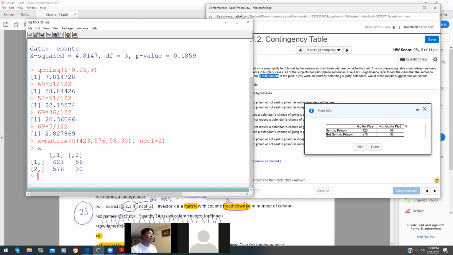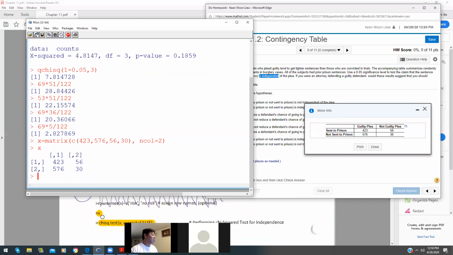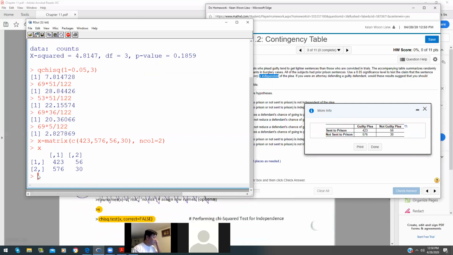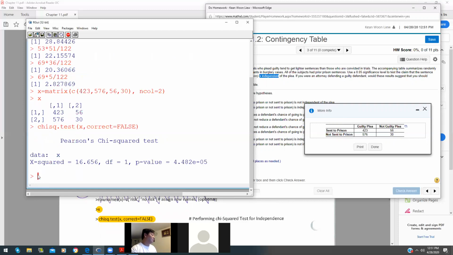Okay. And then when you hit enter, you type X and enter, and make sure that the matrix you formed looks exactly like your table, exactly the same numbers and everything. Because if the matrix you formed is different from the table, you will get it wrong no matter how you do it. So make sure you know how to do this. It's very important. And then you type chisq.test, x, correct equals FALSE. The reason we use correct equals FALSE is for some requirements, so that's why we have to put that in there. Otherwise, you get the wrong answer.